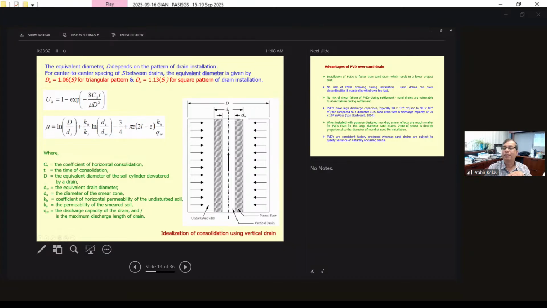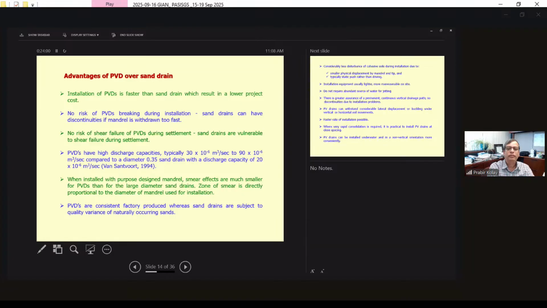If you know the discharge capacity, then you can calculate how many PVDs you need to install. It looks a little bit complicated, but it's very easy. You need to find out the equivalent diameter, and what type of pattern you need to use. Then use this equation for degree of consolidation, which tells how much consolidation has occurred at the current time compared to the final one. So you can easily calculate that.